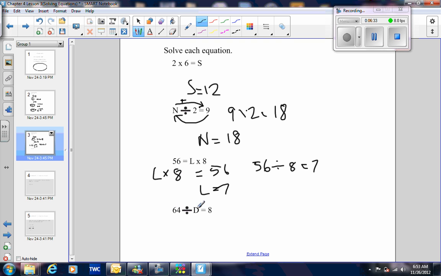64 divided by D is equal to 8. All right, it's a good time to talk about that commutative property we were talking about before. The commutative property works well with adding and multiplying, but it does not work for dividing or subtracting. So I can't just take D and 64 and switch those places because this is actually a division problem.